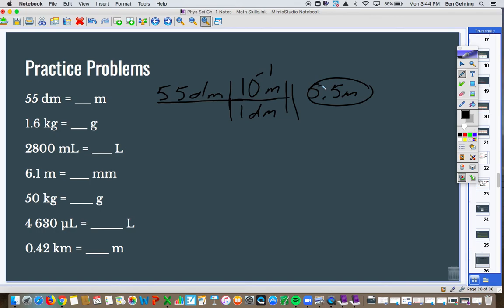So 1.6 kilograms to grams, 2,800 milliliters into liters, 6.1 meters into millimeters, 50 kilograms to grams, 4,630 microliters into liters, and 0.42 kilometers into meters. I wish you the best of luck, and I will see you next time.